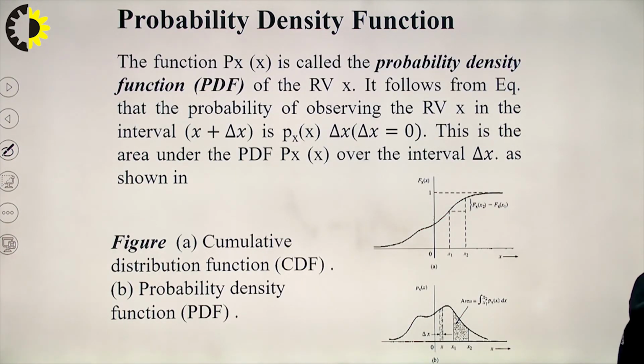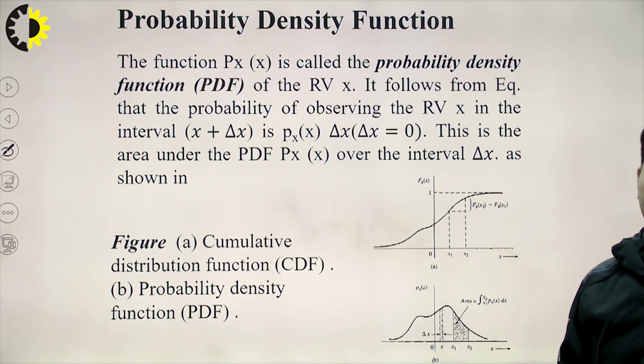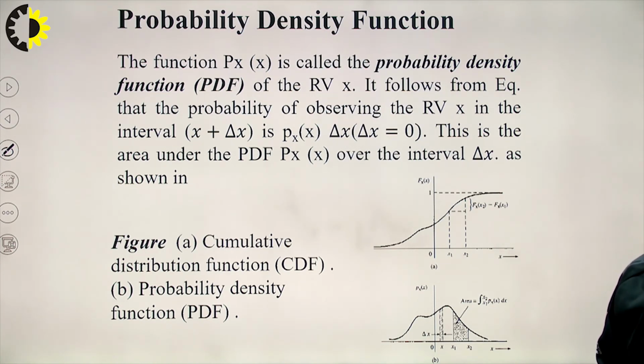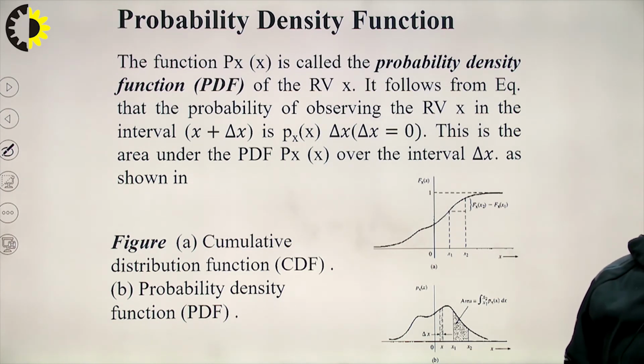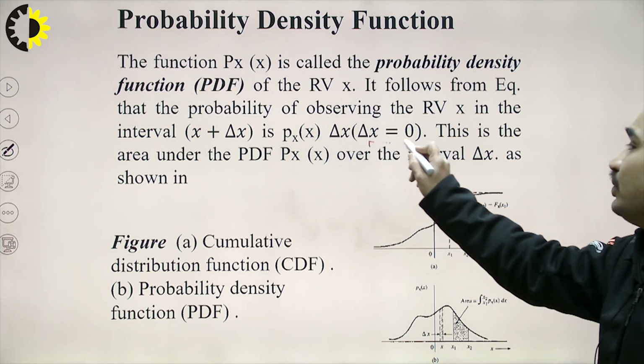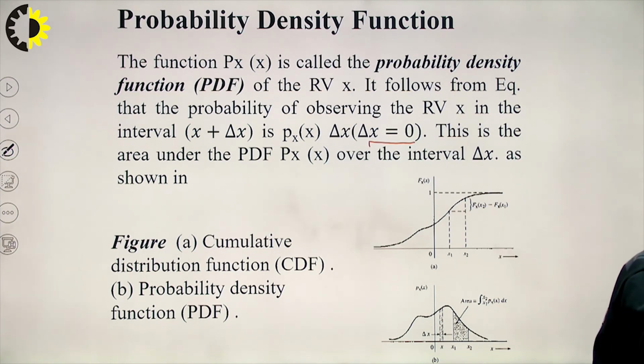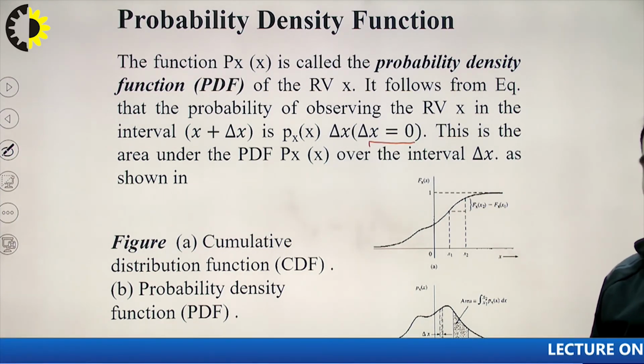Now let us define what the probability density function is. The function p of x is called the probability density function, that is PDF, of a random variable x. It follows from the equation that the probability of observing the random variable in the interval x to x plus del x is p of x multiplied by del x, which is the area under the PDF p of x over the interval del x, as shown in the figure.